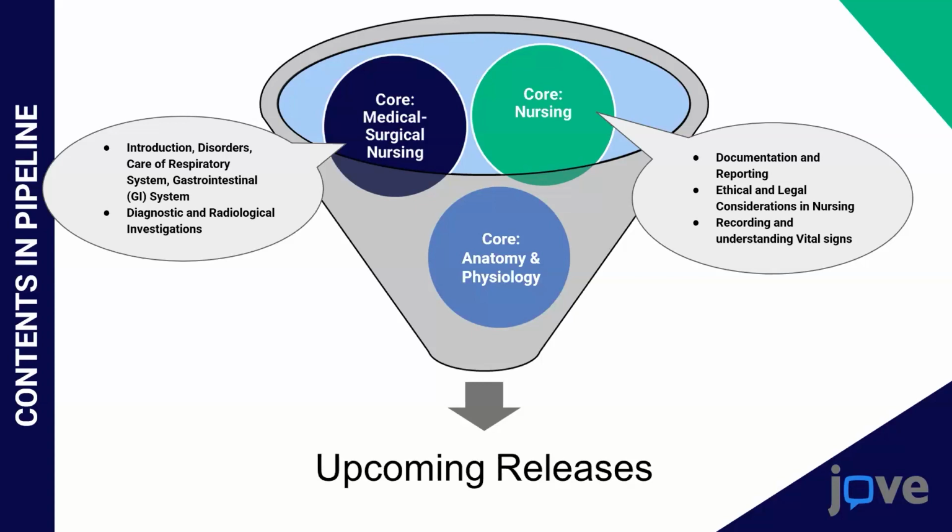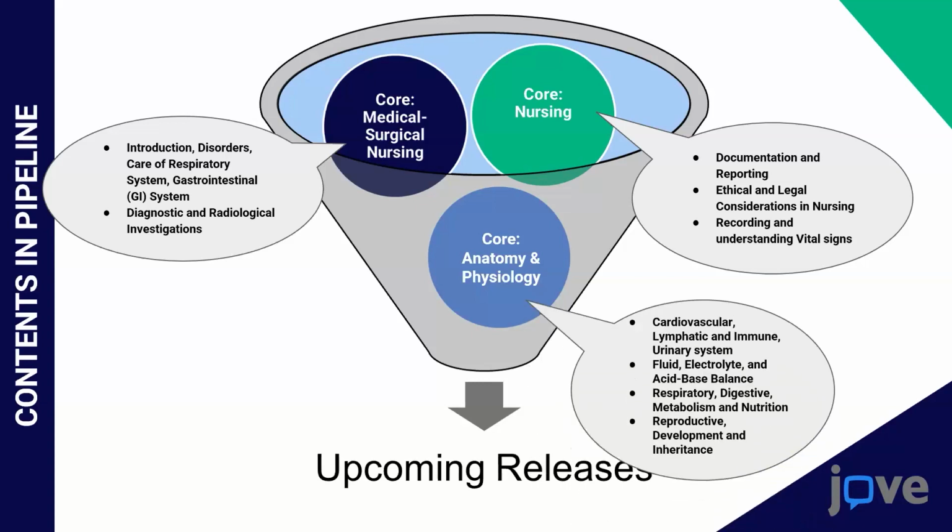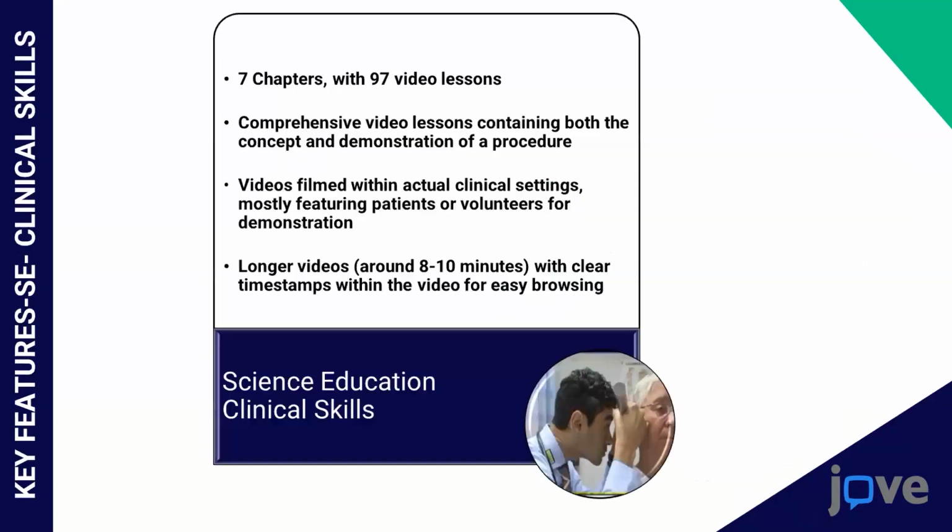procedures. And our core anatomy and physiology collection will feature the cardiovascular system, lymphatic system, immune system, urinary system, respiratory, digestive, and also focus on metabolism, nutrition, and development and inheritance. All of this will be a complete package. Whatever systems are missing in our current collection will all be addressed in this one. So it will be a complete package of anatomy and physiology.